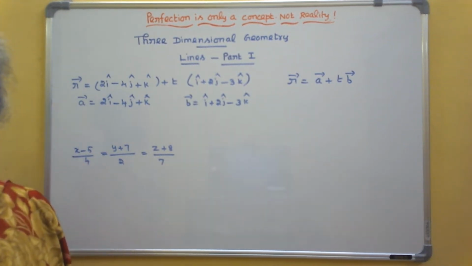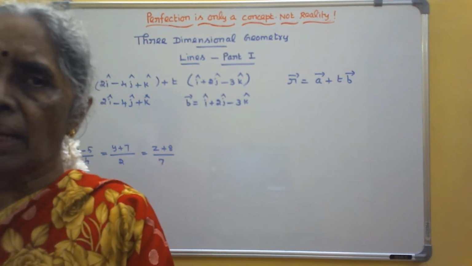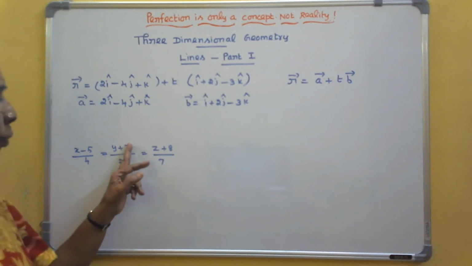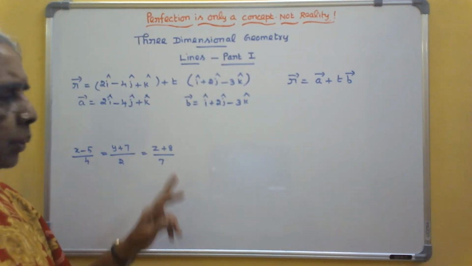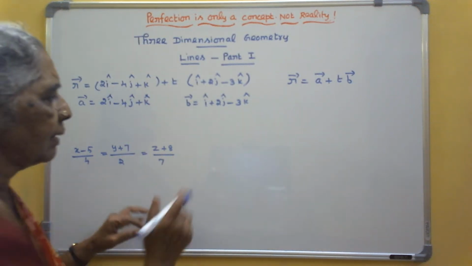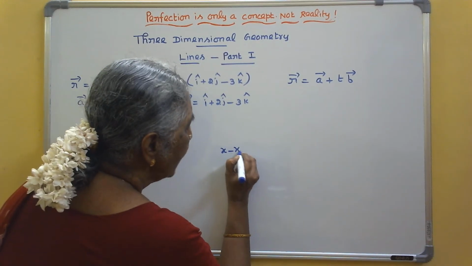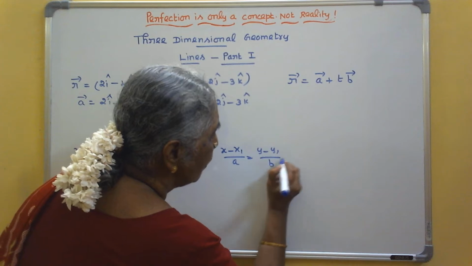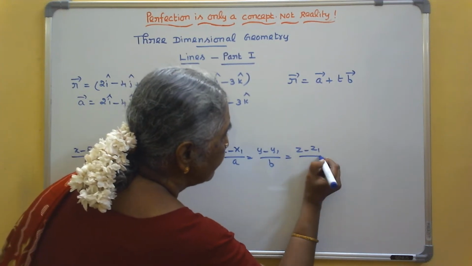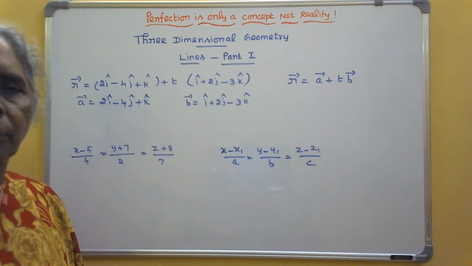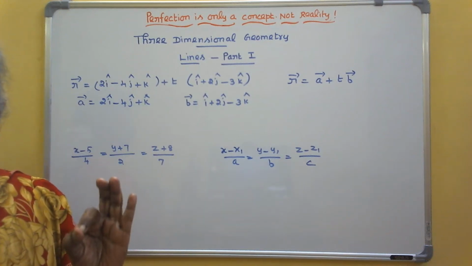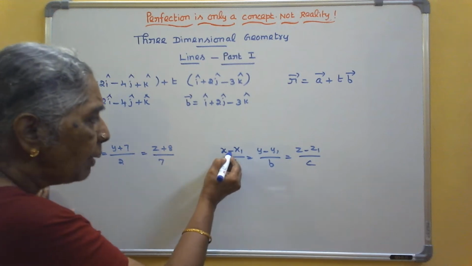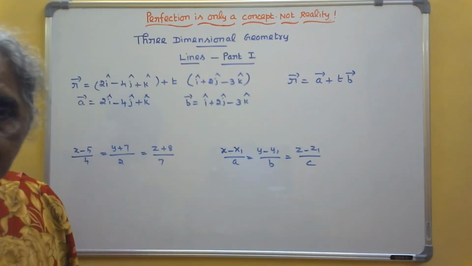This is the Cartesian form of an equation of a line. So, (x minus 5) by 4 is equal to (y plus 7) by 2 is equal to (z plus 8) by 7. This is of the form (x minus x1) by a is equal to (y minus y1) by b is equal to (z minus z1) by c. x1, y1, z1 is the point. But in the formula, you see there is a minus sign.